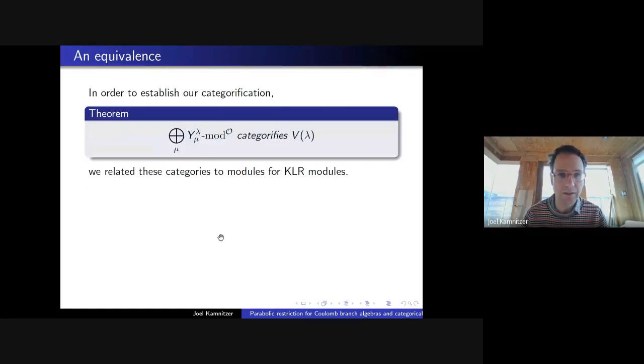Okay, so now I can remind you that our core theorem was that this direct sum of these category O's, mu mod, is a categorified V lambda, or some tensor product representation or some other representation. And so in order to establish this theorem, our proof was to relate the left-hand side, these category O's, to modules for so-called KLR algebras. Should say modules for KLR algebras.